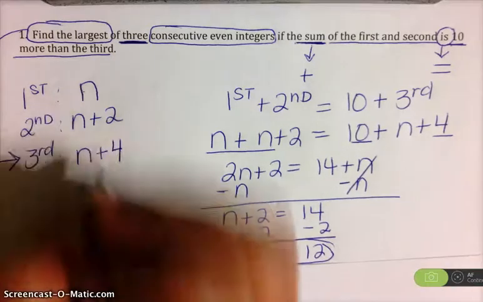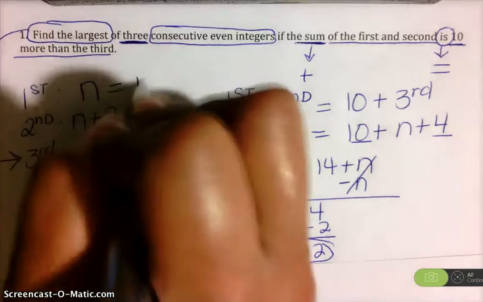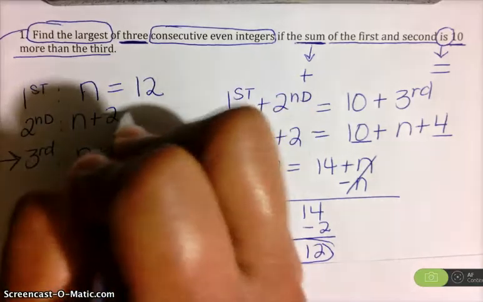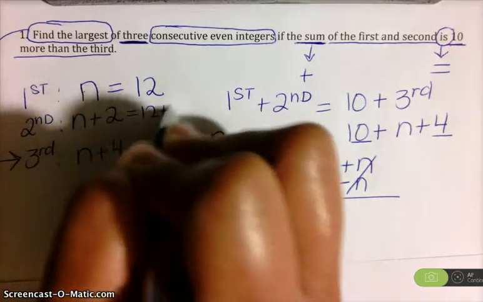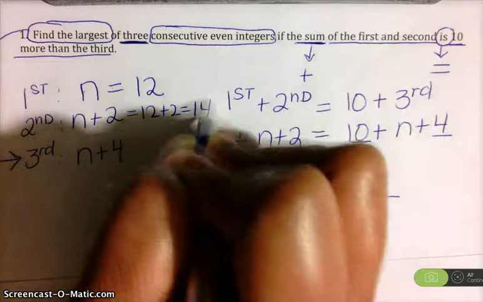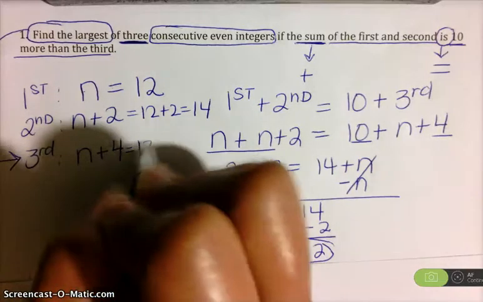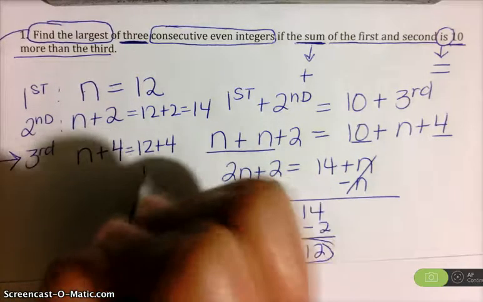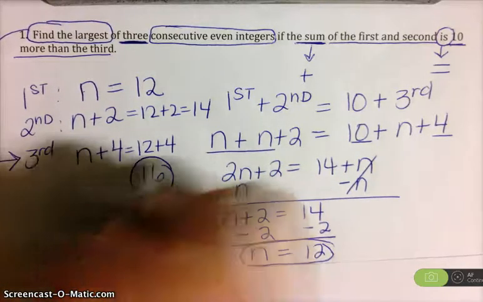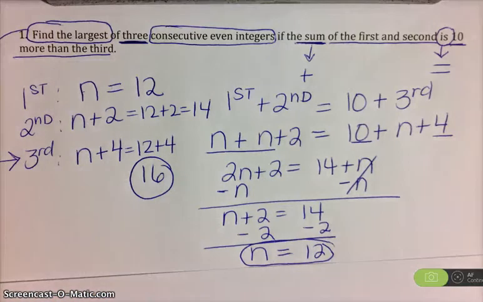Go back up here. Here's n. So the first one is 12. The second one is going to be 12 plus 2, which is 14. And the third one is going to be 12 plus 4, which is 16. And this is the one they want us to find. So the largest integer then is 16.